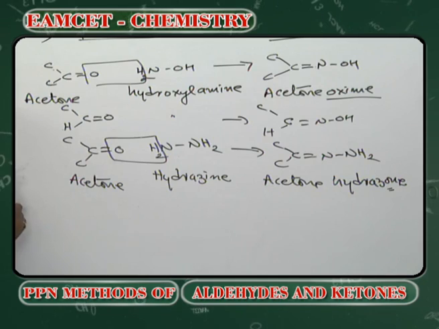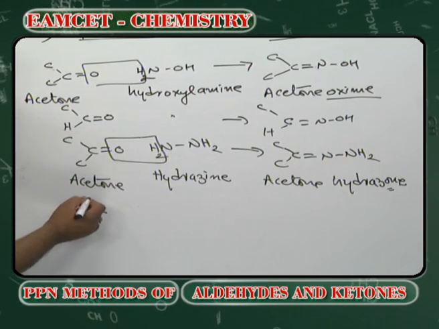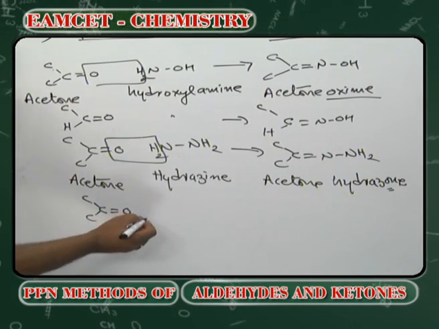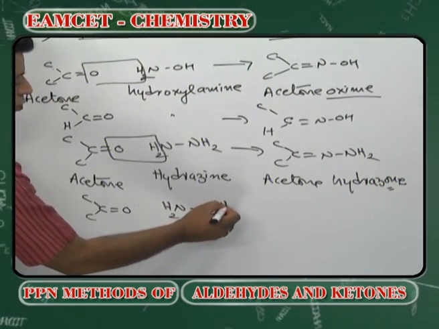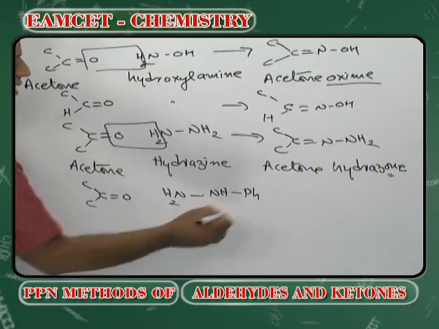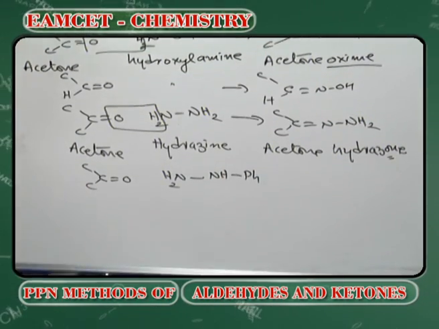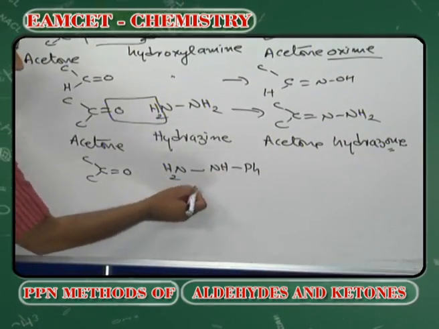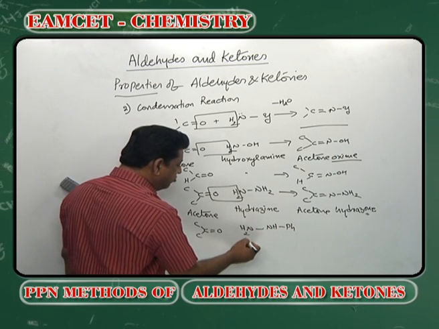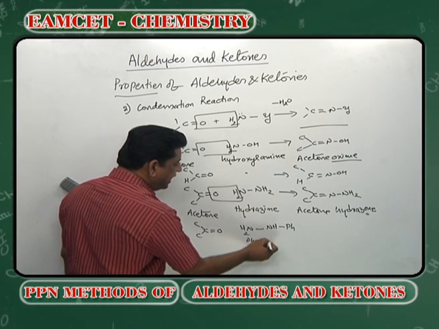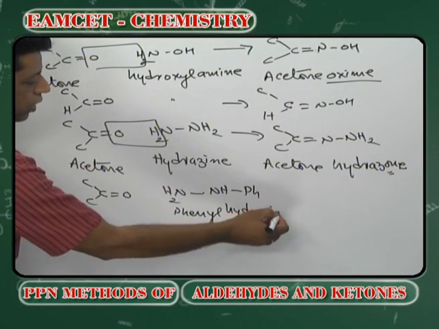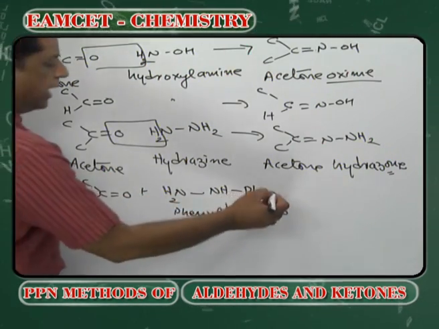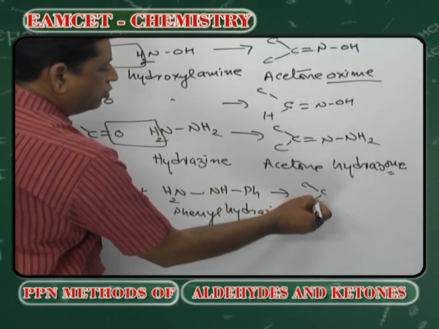Now, another reagent: if the acetone is treated with ammonia containing an NH with a benzene, this is known as phenylhydrazine. Up to this one is hydrazine with a phenyl, therefore it is known as phenylhydrazine. What comes here? You will get acetone phenylhydrazone.